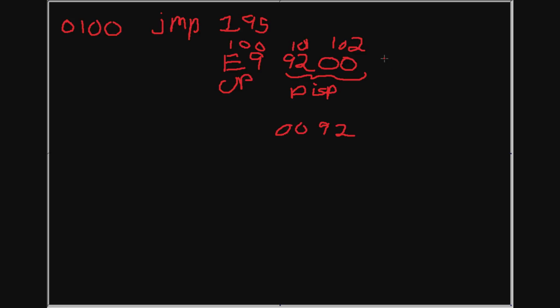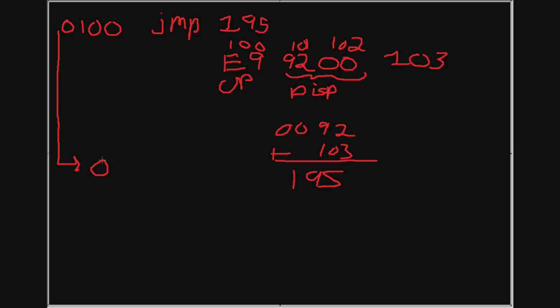So the next address after the jump instruction is 103. It would add the displacement to 103 to produce 195. So the jump will take you from offset 100 to offset 195, and this is a relative as well as a near jump because it does not jump out of a segment; it jumps within the segment, to an offset within the segment.